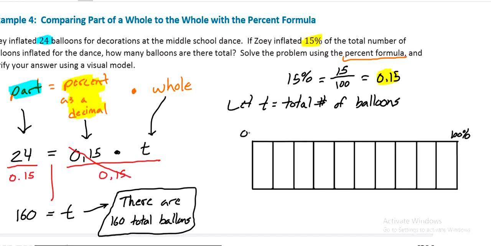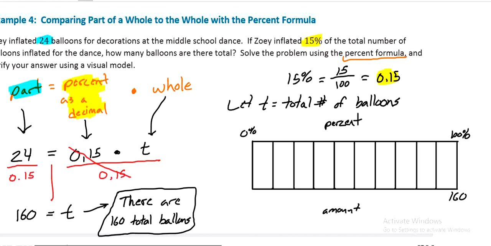And this end therefore represents 0%. Now let's think about what else we have going on here. We know the total number of balloons. We found out it was 160. So up here, just to bring you up to speed, this is the percent side of it, and this is the amount. The bottom numbers will represent the amount. So 100% of the balloons we found out is 160. Let's just make sure that holds true when we check it with a visual model.